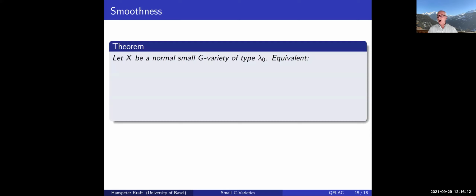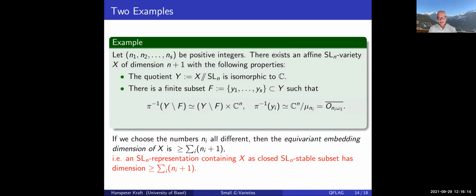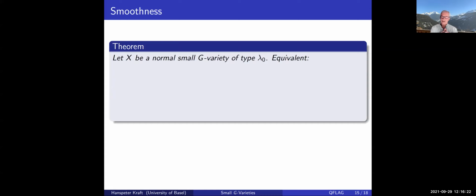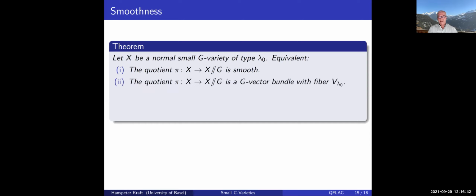Now the second example, which indirectly uses the construction before. I didn't say anything about smoothness. Let me give here the theorem. X is again a normal small G-variety of type lambda naught. Then the following statements are equivalent. First, the quotient is a smooth morphism. Secondly, the quotient is a G-vector bundle with fiber V lambda naught.